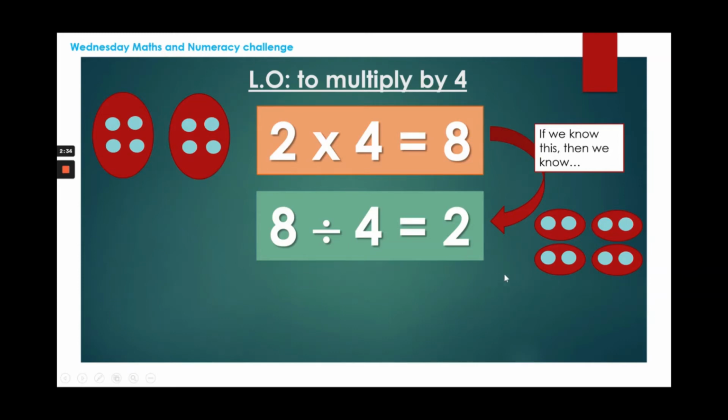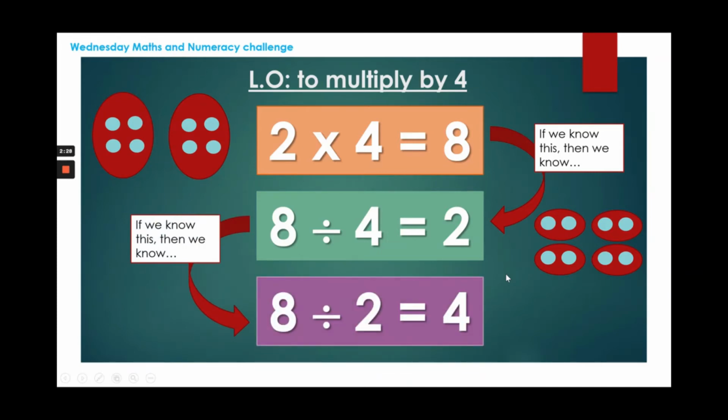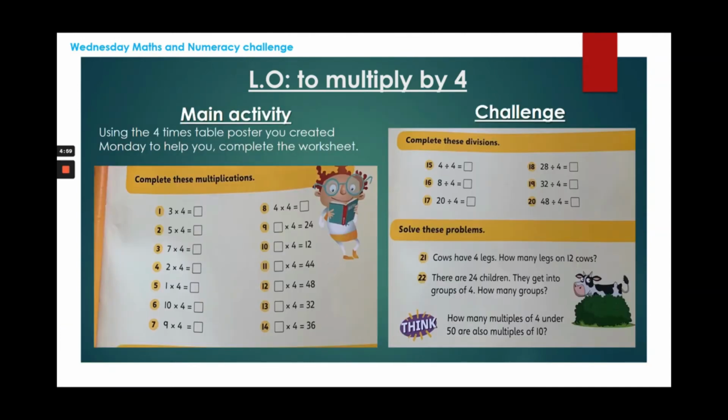So, if we know that, then we also know this. So, if this says I've got 8 divided by 2 equals 4. So that is using the same skills as we used when we did this one above. So it's saying there's 8 little eggs and they're being shared into 2 groups. So between 2 people, how many eggs do they have each? Well done, they've got 4. That is brilliant.